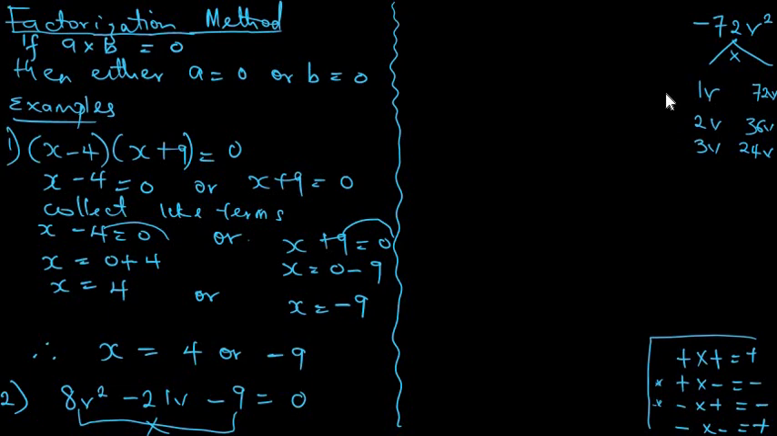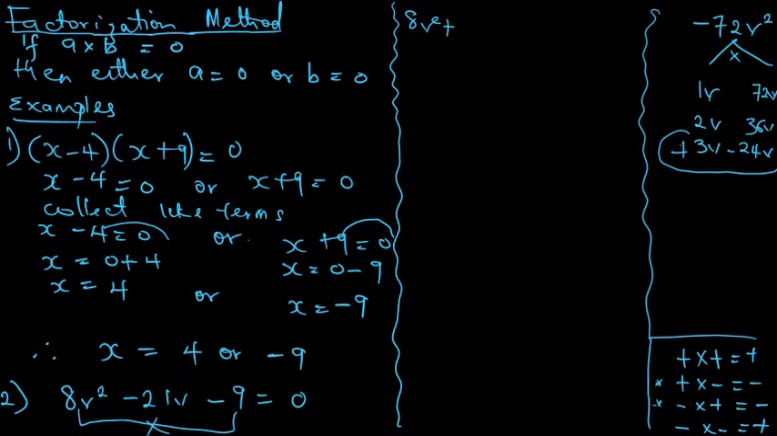So now we will be using plus 3v times minus 24v. When we multiply them together, plus times minus is minus. So 3 times 24 is 72, v times v is v squared. So this actually satisfies what we are looking for. So we'll be carrying out plus 3v minus 24v to substitute minus 21v. So our equation becomes 8v squared plus 3v minus 24v minus 9 equals to 0. So plus 3v minus 24v is substituting minus 21v. So now let's move forward.